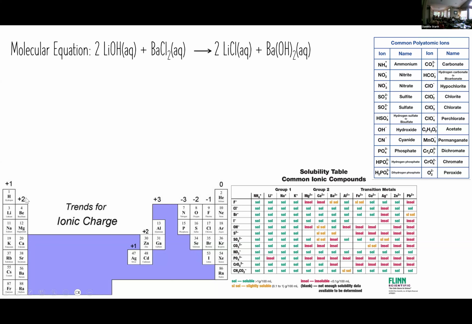And then barium. Here's barium. It's got a charge of +2. Chloride we know has a charge of what? -1, because it's a halogen. All our halogens are -1.